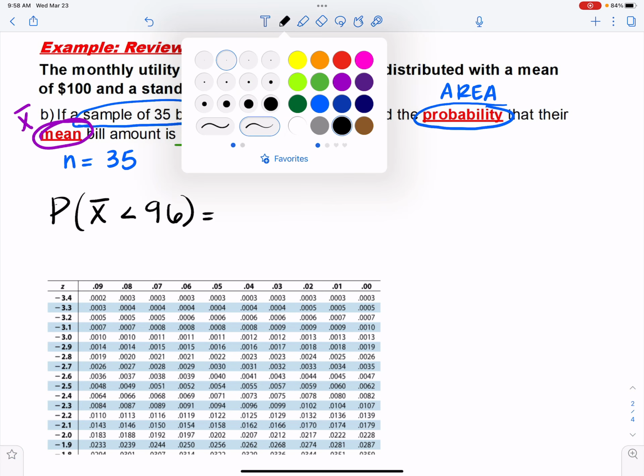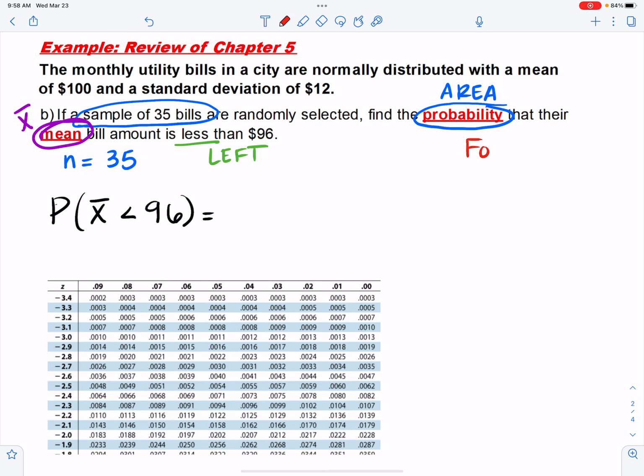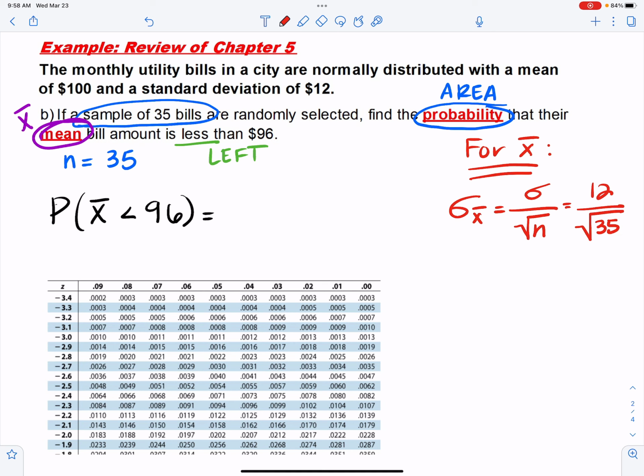Now, this is going to be a very similar process because we're still looking for an area under the curve. The main thing that I have to remember is anytime I'm dealing with a sample mean, a value of X bar, I have to change my standard deviation. For a sample mean, the standard deviation is not sigma, like we just used for an individual bill. It is sigma over the square root of N. So in this case, I'm going to take sigma 12, that's the initial standard deviation for individual bills, and divide it by the square root of my sample size, which we saw was 35.